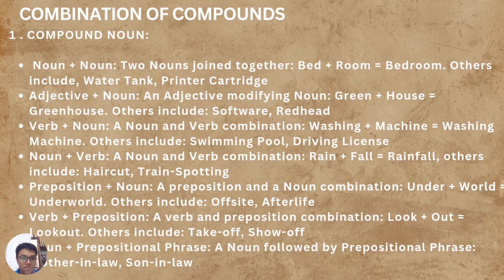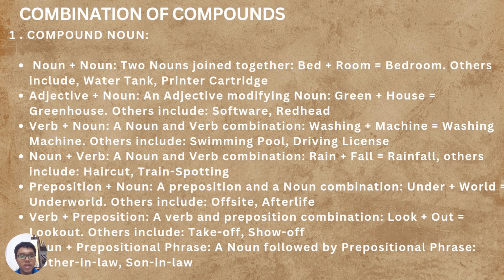We have verb and noun, a verb and noun combination: washing and machine turns to washing machine. Others include swimming pool and driving license. We have noun and verb, with rain and fall turns to rainfall. Others include haircut and train spotting.